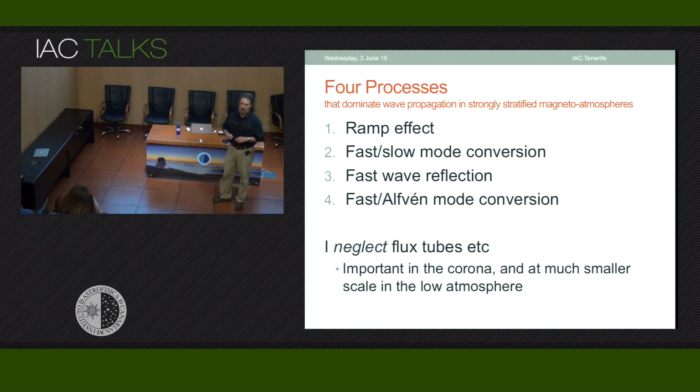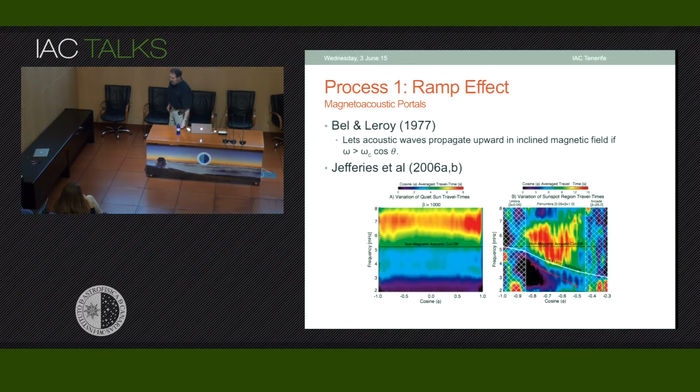Those 4 processes, which are all separate in a way, all take place in these strong magnetic field regions. I'm going to neglect the horizontal structure, as I said before. That brings in a whole raft of other considerations. All right, the ramp effect. The ramp effect, as far as I know, wasn't called this, but it was discovered by Bell and Roy in 1977 in a paper which I knew at that time, actually. I read at that time, and along with everybody else, forgot.